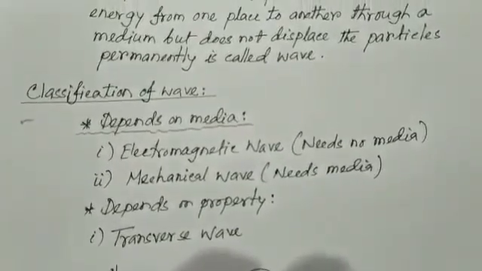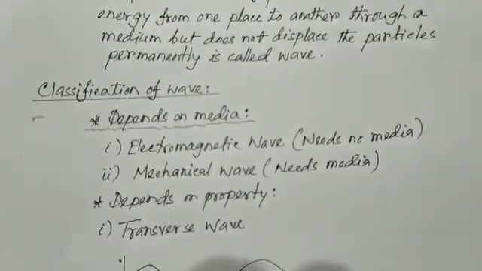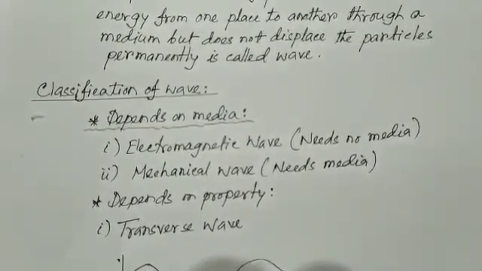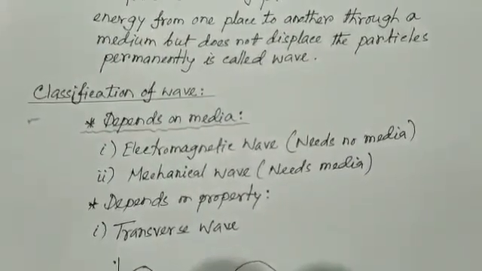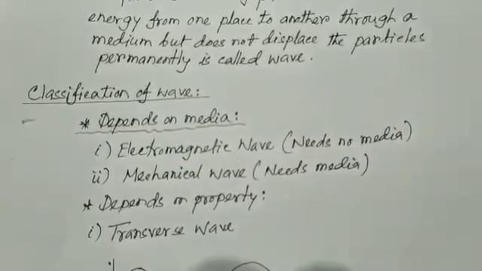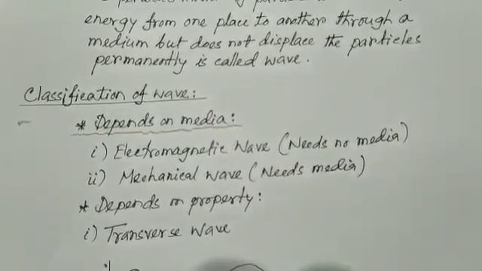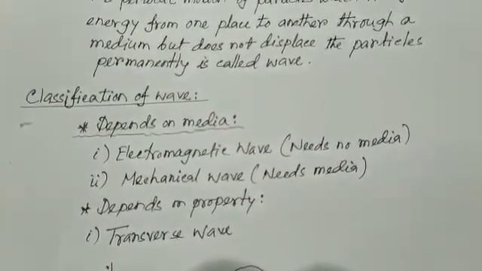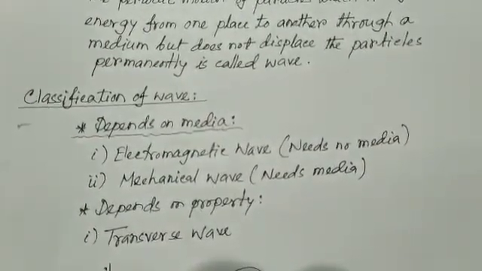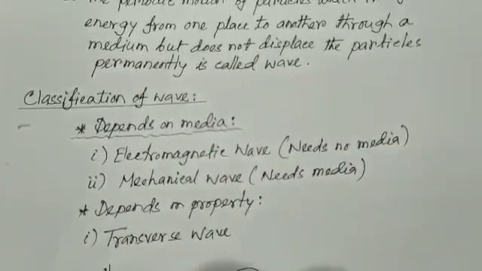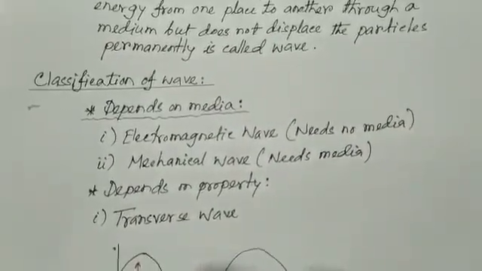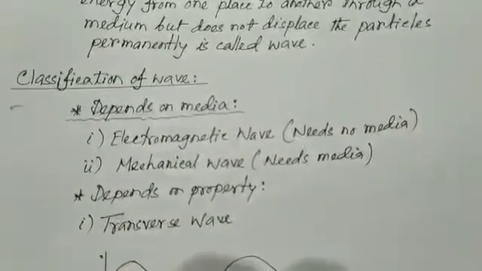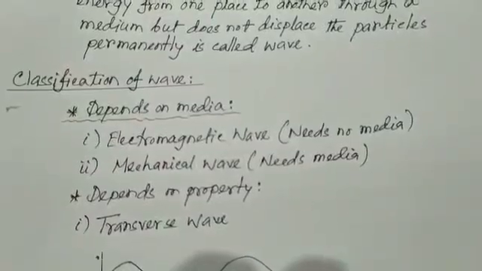So what is an electromagnetic wave? As an example, we can take the light wave, because it needs no media. That means it doesn't need any media. So this kind of wave which doesn't need any kind of media is called the electromagnetic wave. And the waves that need media are called mechanical waves, like the sound wave.